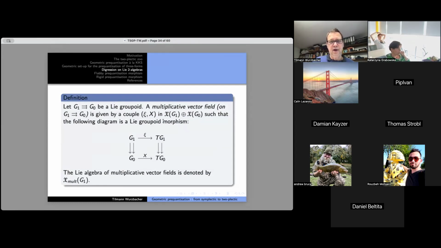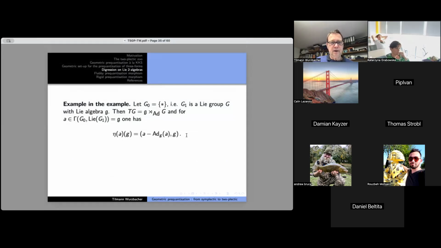Because on the right-hand side, we have again a Lie groupoid. We have the projections S and T replaced by S star and T star. The Lie algebra of these multiplicative vector fields is denoted multiplicative vector fields. Well, one has to check that the commutator of two of these vector fields has the same property. And I calculate an example inside this example.